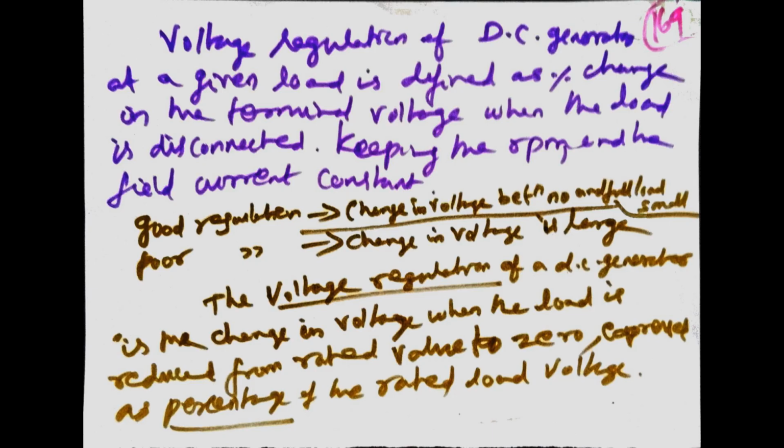Voltage regulation of a DC generator at a given load is defined as the percentage change in the terminal voltage when the load is disconnected, keeping the RPM and the field current constant. Good regulation means the change in voltage between no load and full load is small. Poor regulation means the change in voltage is large. The voltage regulation is the change in voltage when the load is reduced from the rated value to 0, expressed as a percentage of the rated load voltage.